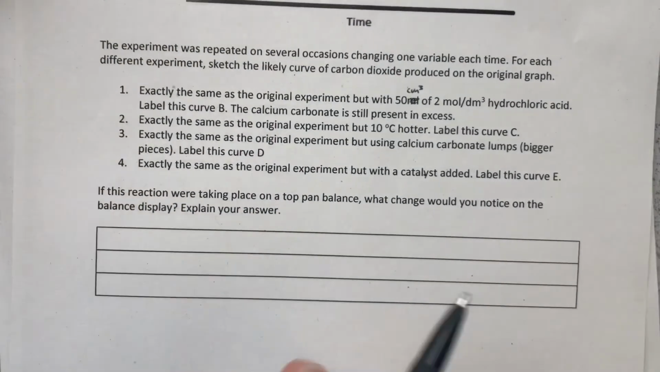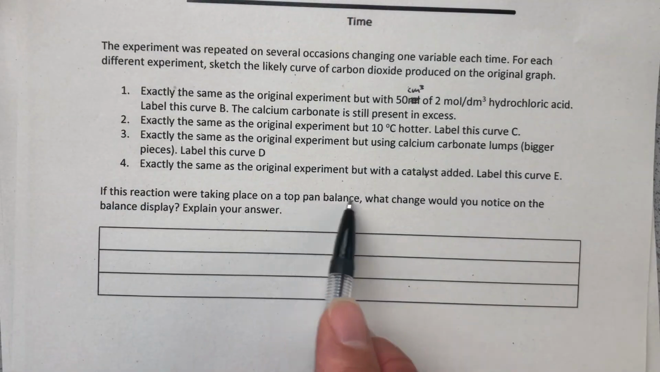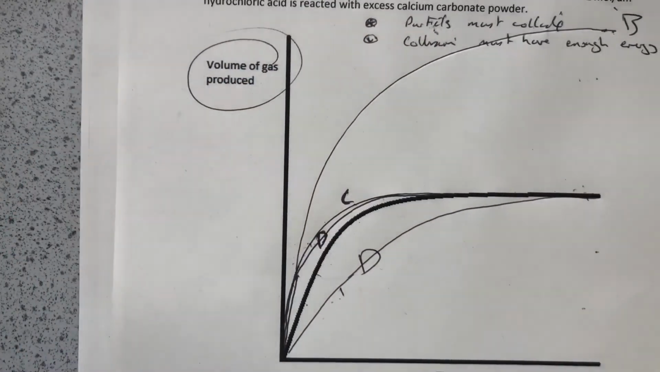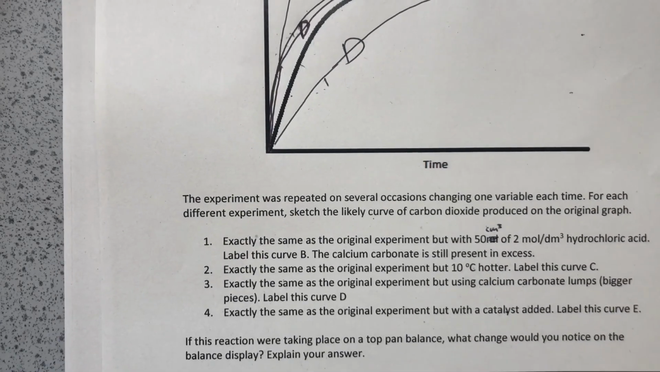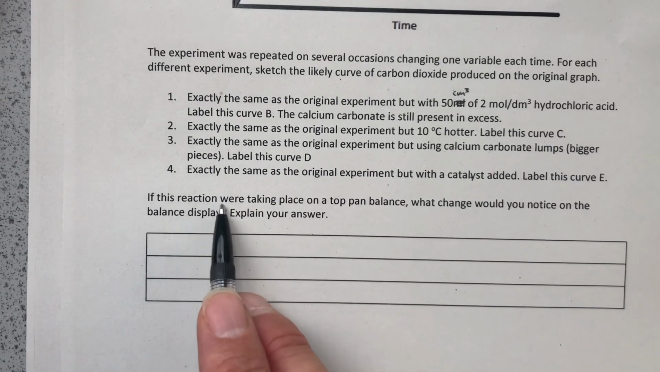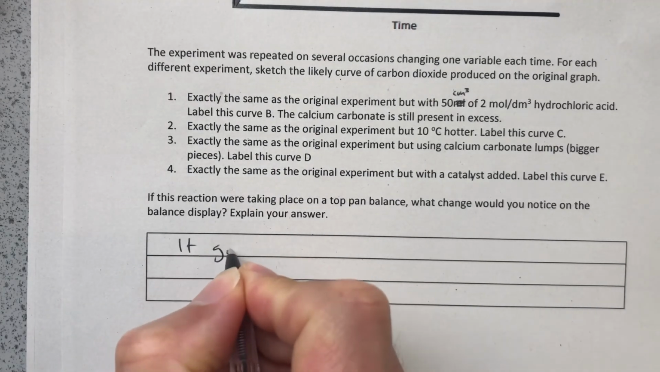Final question. If the reaction were taking place on a top pan balance, what change would you notice on the balance? Well, it's giving off a gas. Well, the law of conservation of mass says if you're giving off particles, then the mass goes down. What would you notice on the balance display? Answer, it goes down.